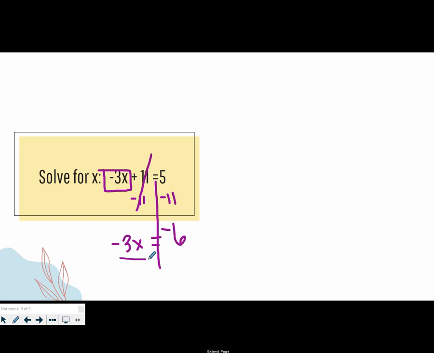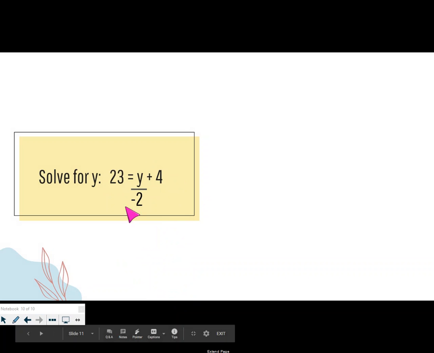Negative 3 and x are multiplying, so to undo the multiplication, I'm going to divide by negative 3 on both sides because negative 3 and x are multiplying. Negative 3 divided by negative 3 cancels out. I have x equals, and negative 6 divided by negative 3 is 2. If you need to pause the video and look at that work again, you certainly can do that. The last one that you're going to do is right here.